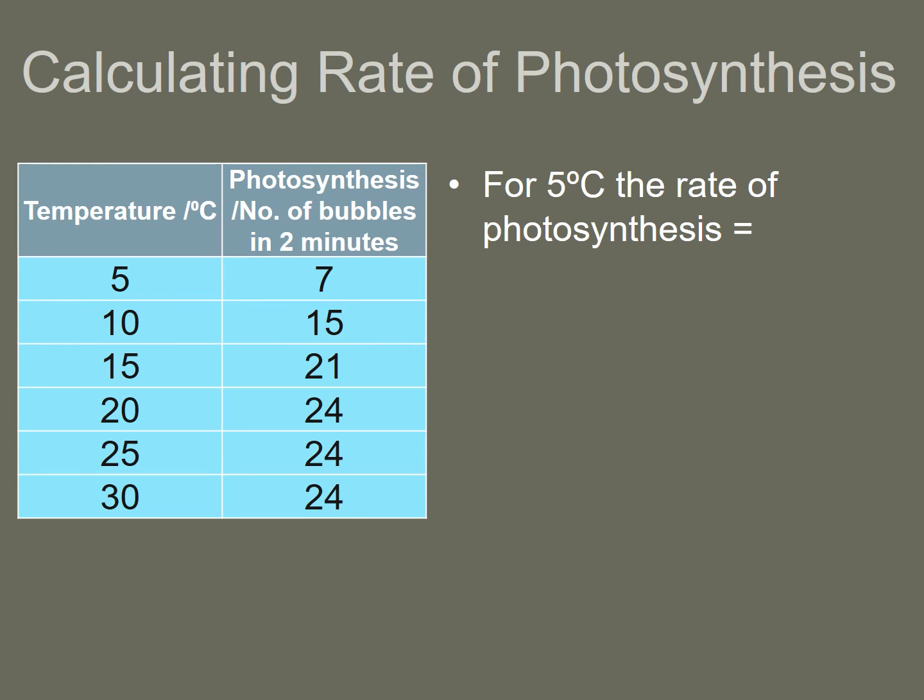So we can see that represented within this set of data. At 5 degrees C we can see we get 7 bubbles in 2 minutes. So in order to work out the rate, we would want to do 7 divided by 2, because it's the number of bubbles produced in 2 minutes, which means that we would have 3.5 bubbles per minute, and that would be our rate. So have a go at doing that for the other values.